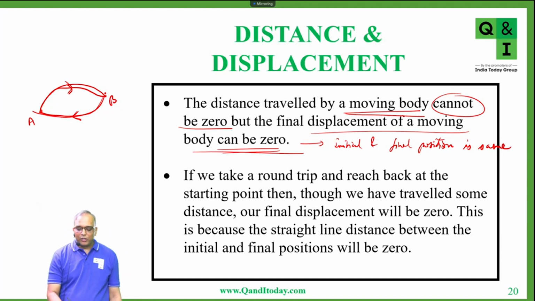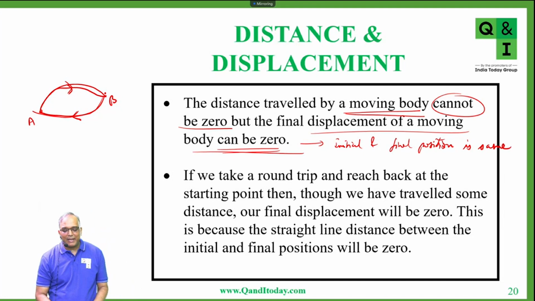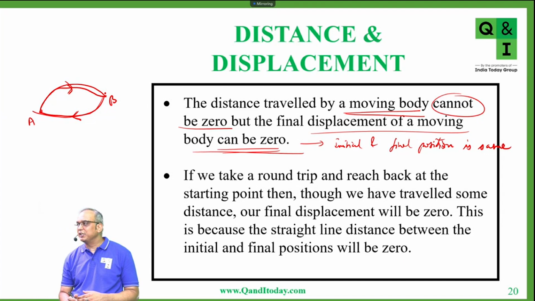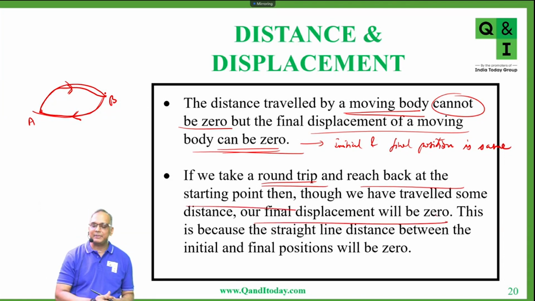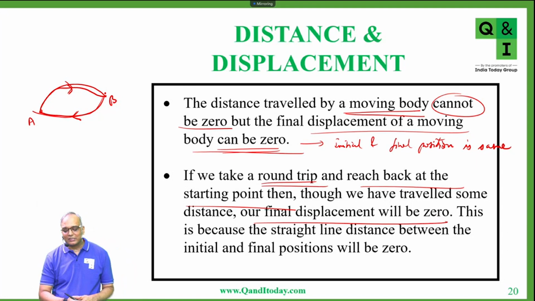Okay. So if we take a round trip and reach back at the starting point, then though we have traveled some distance, our final displacement will be zero. Whenever you take a round trip, you reach back at the starting point, and in that case, final displacement is zero. This is because the straight line distance between initial and final positions will be zero. Okay.